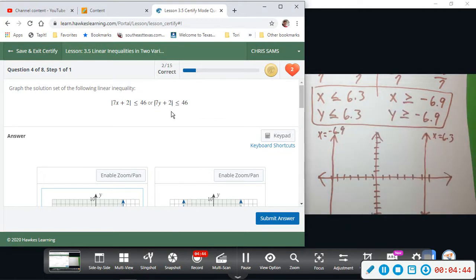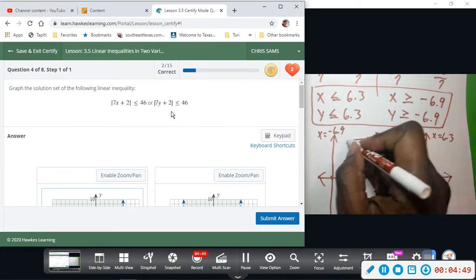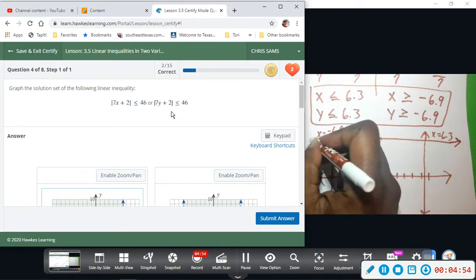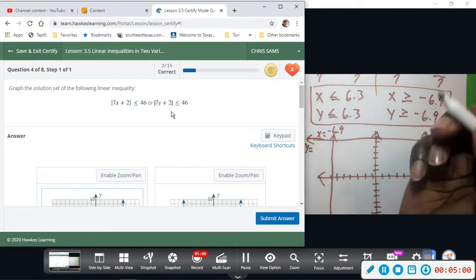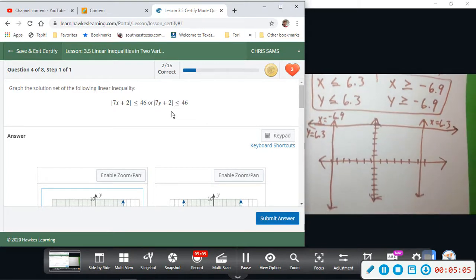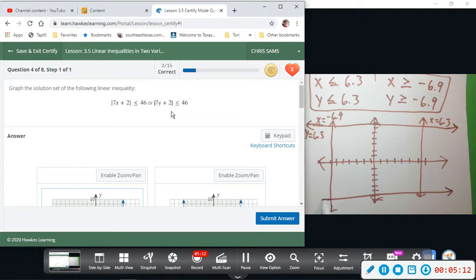And then in the y direction, positive 6.3 will be up here, and it's going to extend all the way across. Going that way, not that way. So this is y equals 6.3, that's a positive, and then the negative one, that's the negative 7, so almost right on top of that line. Now this is the x-axis, this is the y, we can't confuse those. This is y equals negative 6.9.